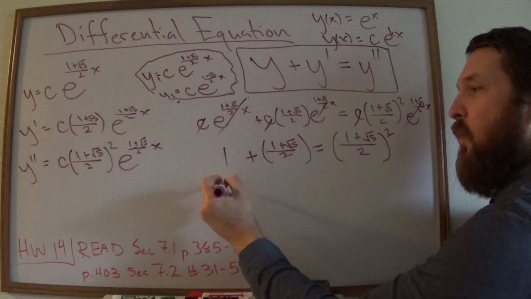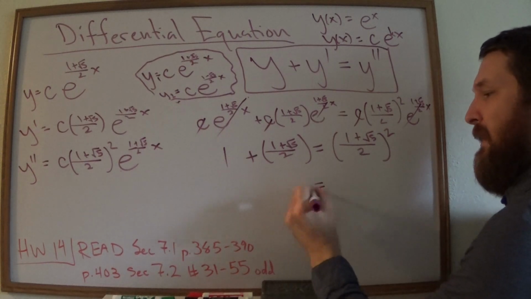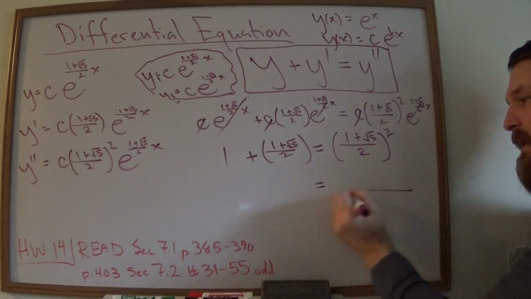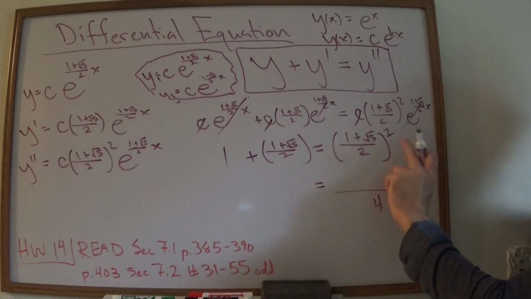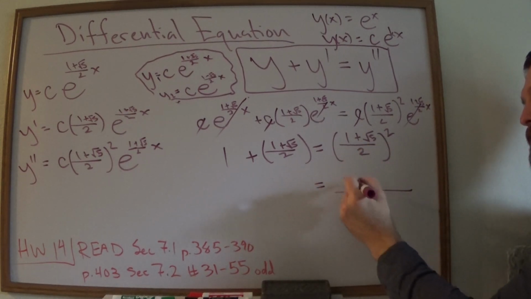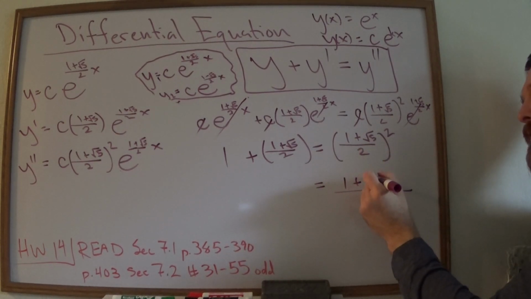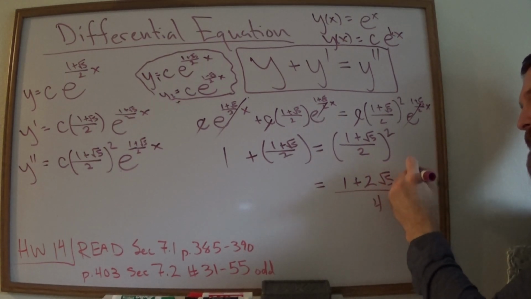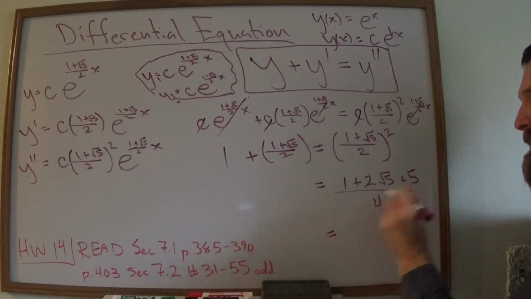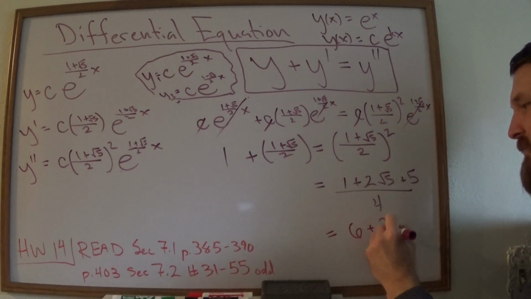Here, let's see what happens over here. So squaring that gives me a 4 here. First, outer, inner, last gives me 1 plus 2 root 5 plus 5. So that's 6 plus 2 root 5 over 4.